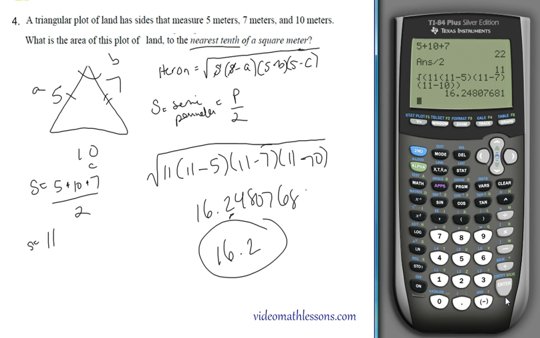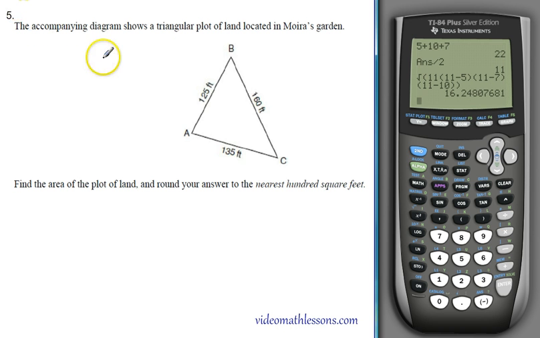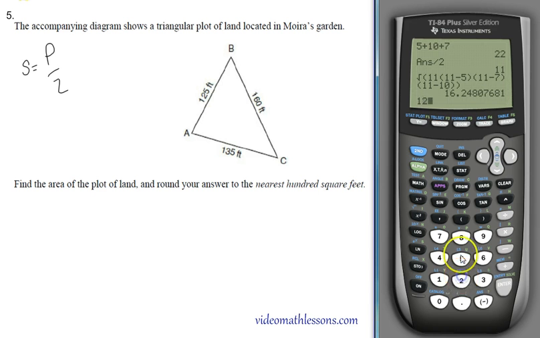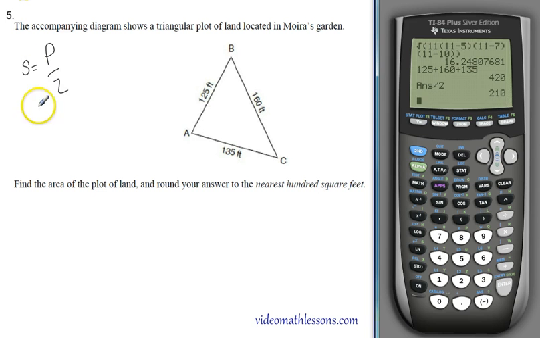So let's try it again. And we're going to use Hero's formula again on this problem. All right. So now the numbers are just bigger, so the area is just going to be bigger. It's not a big deal. First off, you need S. So you're going to add up these numbers and divide by 2. So it's the perimeter divided by 2. So 125, 160, 135, enter, divide by 2, enter, 210. So S equals 210.